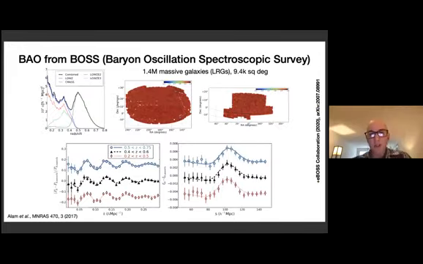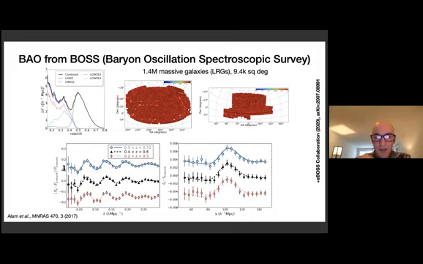Okay, and I wanted to name drop one very important experiment, the Baryon Oscillation Spectroscopic Survey, or BOSS, which has given us the tightest BAO constraints to date. So this is a survey of 1.4 million massive galaxies over about a quarter of the sky. The top plots aren't too important, but you might recognize something that looks a bit like the CMB wiggles in the plots at the bottom, and that's no coincidence.